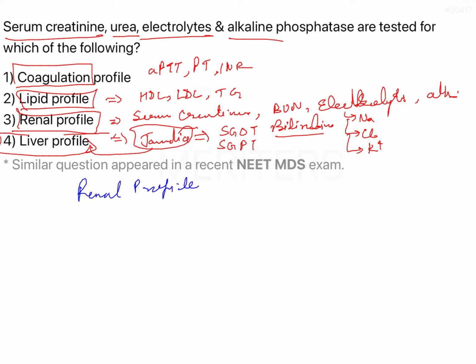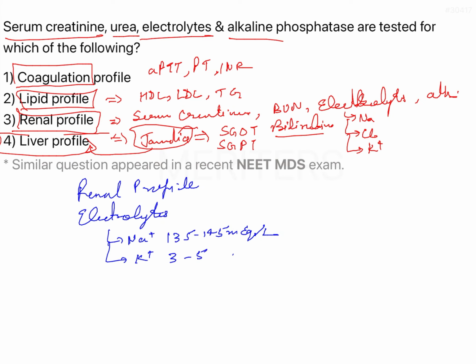you have certain ranges, for example the electrolytes are there, and in the electrolytes some important ranges are sodium, that is around 135 to 145 milliequivalent per liter. Then you have potassium, 3 to 5 milliequivalent per liter. Then you have chloride 98 to 107, and it can be 95 to 105. See, the ranges are different for different standards, so you cannot have a fixed range, but more or less these are going to be 98 to 107 milliequivalent per liter.